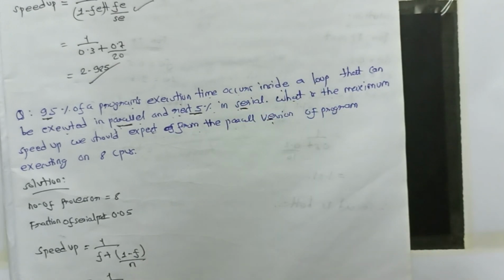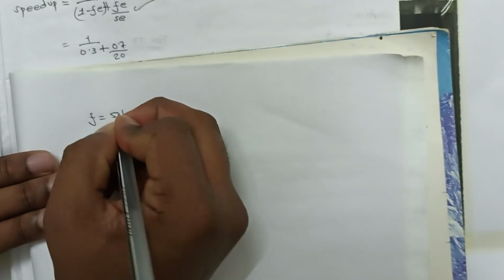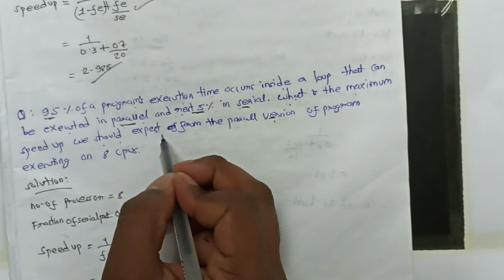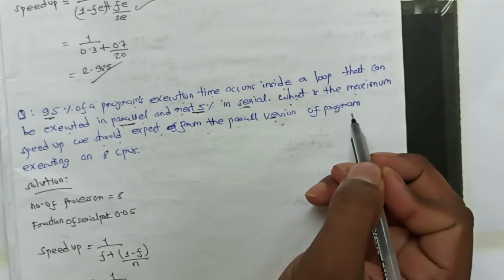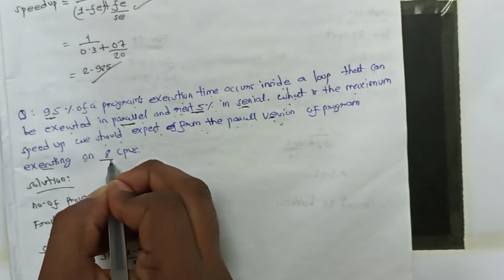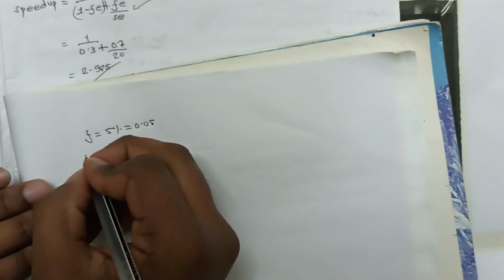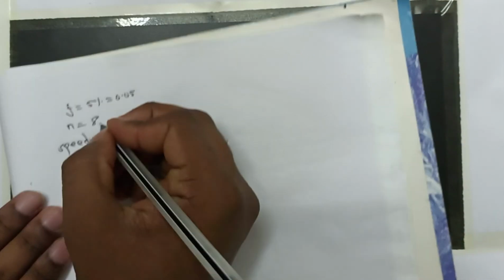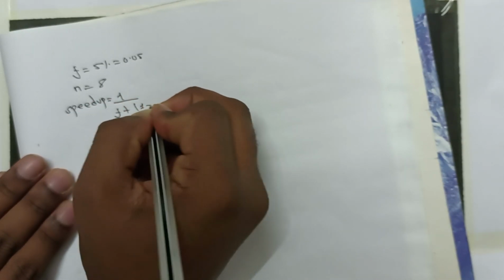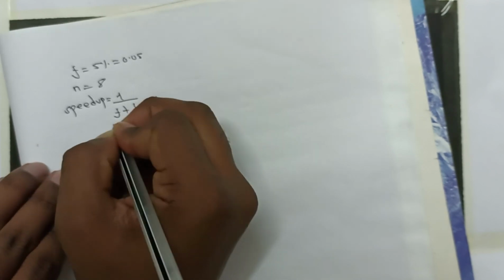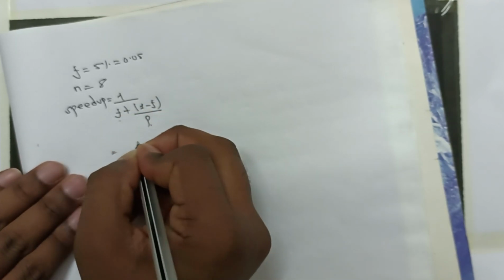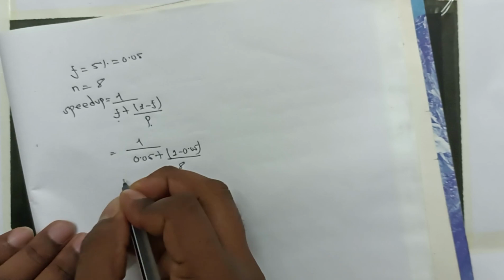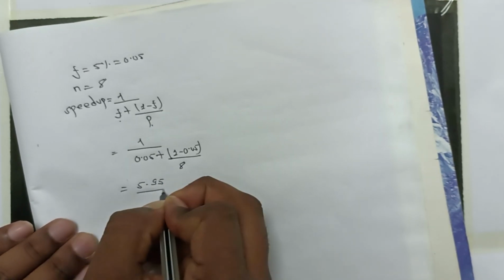5% serial means F is equal to 5%, that is 0.05. The question asks what is the maximum speed up we should expect from the parallel version of a program executing on 8 CPUs. It means the number of processors P is 8. The formula is speed up equals 1 by F plus (1 minus F) by P, where P is the number of processors and F is the serial fraction. That is 1 by 0.05 plus (1 minus 0.05) by 8. By solving this, we get 5.95.